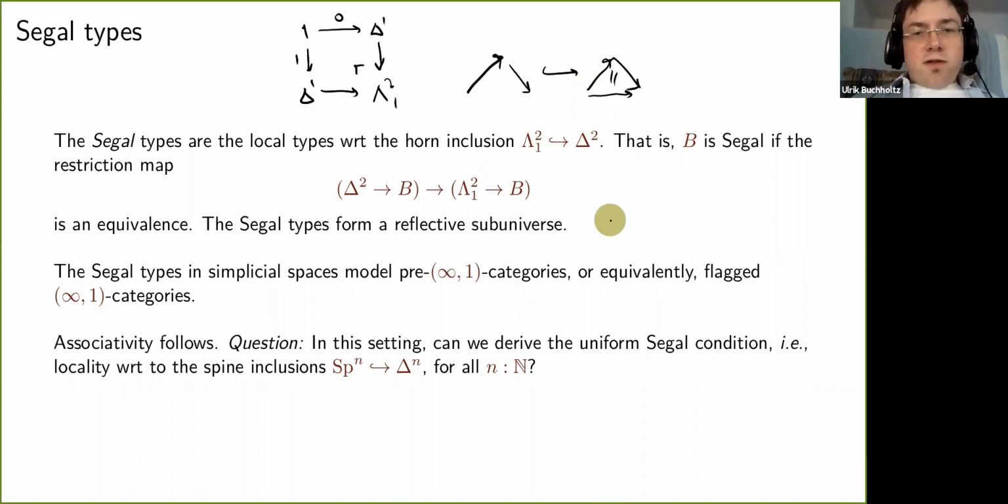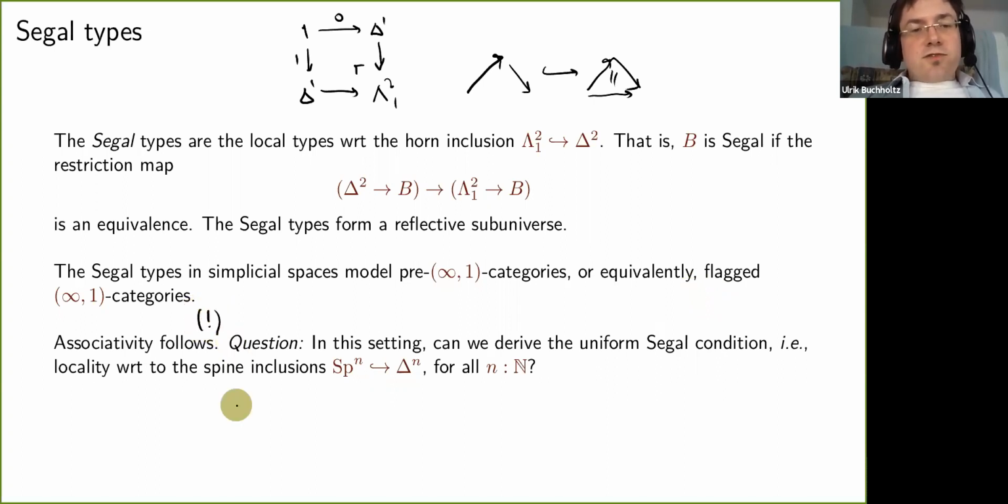And they are the model of pre-infinity-one categories, or if you like different terminology, just the categories, or maybe you want to think of them as the flagged infinity-one categories, because there's some extra structure in the objects that is not yet characterized. But the important part is that associativity follows.